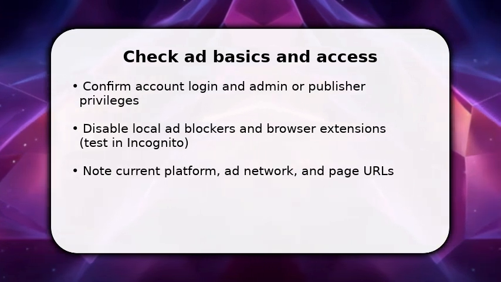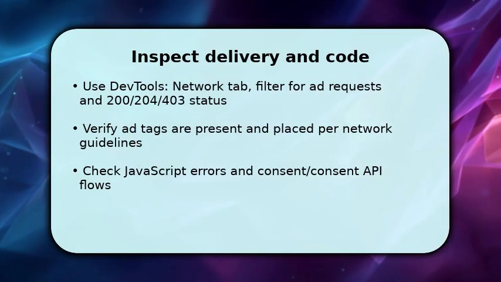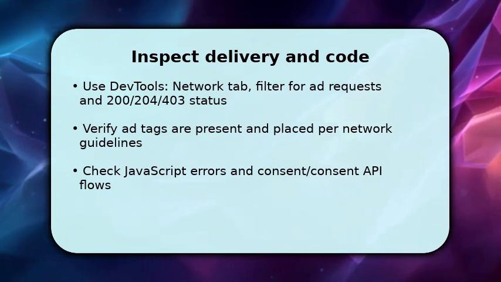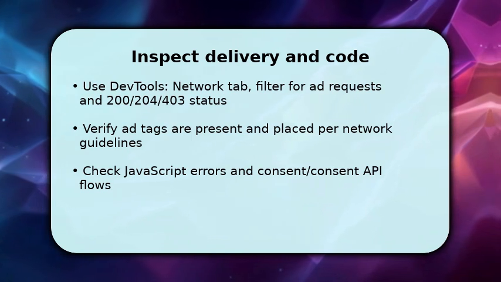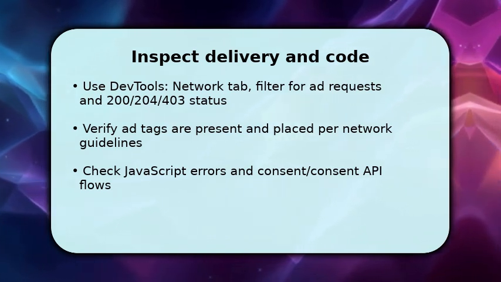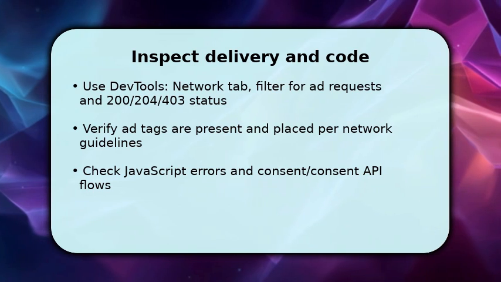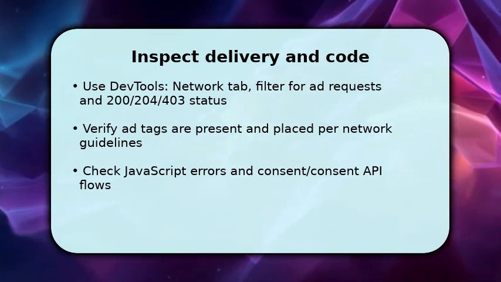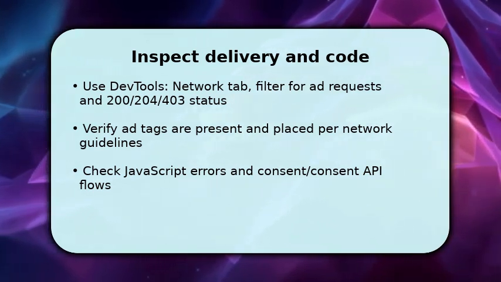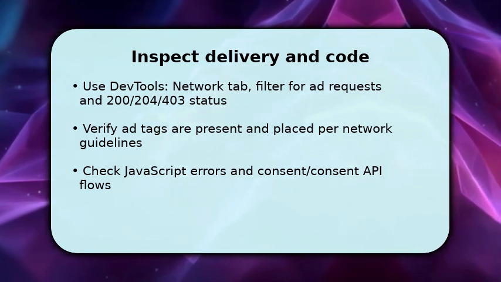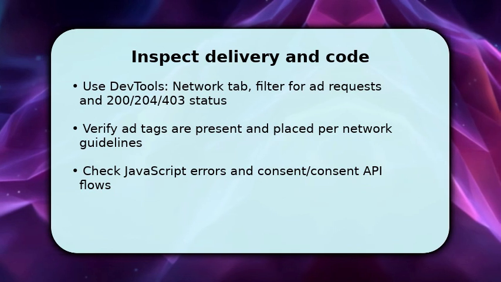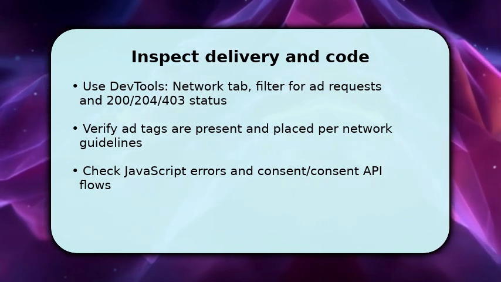change code or settings. Next, inspect how ads are delivered. Open Developer Tools and watch the Network tab as you load the page. Filter for ad-related requests and check response codes to see if requests succeed or are blocked. Verify the ad tag code is placed exactly where the network recommends and that any async loading is correctly chained. Make sure consent flows and cookie banners aren't preventing requests.